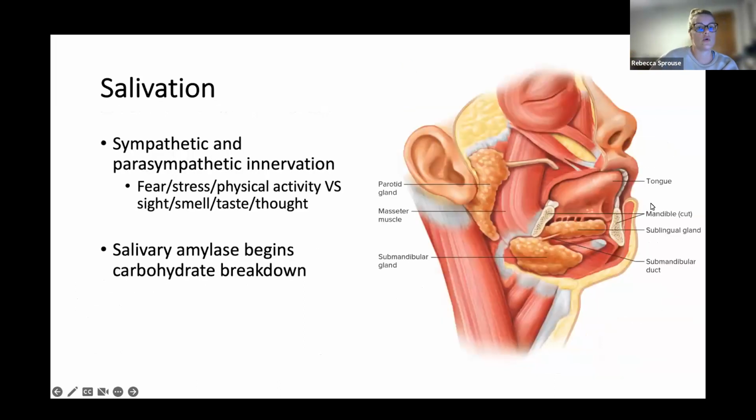needs to do. So beginning in the mouth, salivation is controlled by both sympathetic and parasympathetic, mostly parasympathetic. But if we are talking about the sympathetic nervous system, you might start to salivate if you are stressed out, scared, or have increased your physical activity. That's your fight or flight, right? Your rest and digest innervation is going to be from seeing food, smelling food, tasting food, even thinking about food. You might just start to salivate. And remember that a major enzyme found in the saliva secretions is salivary amylase, which begins carbohydrate breakdown.